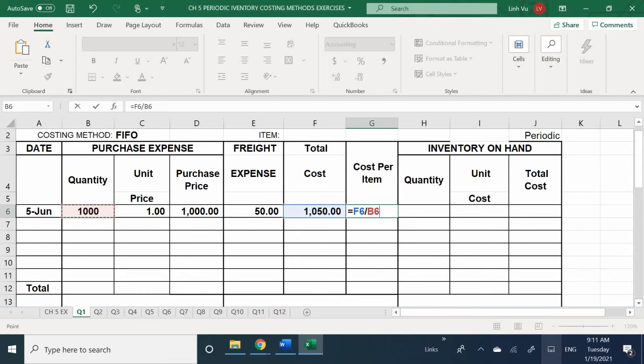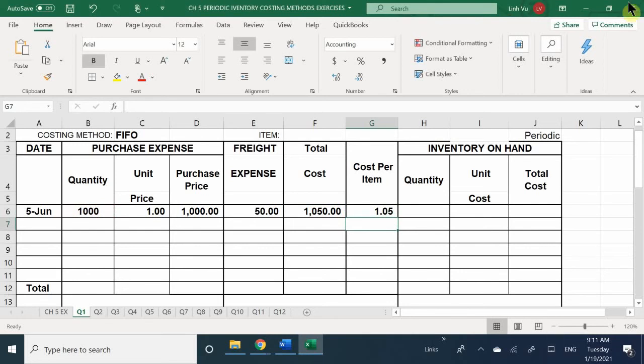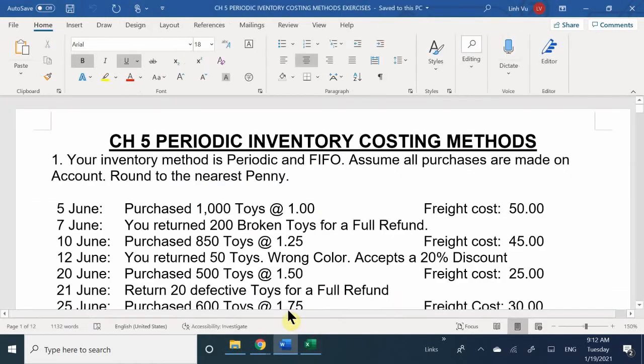Your total cost divided by quantity. $1.05. Good. Now we know for sure that this number is actually an even number. You can expand it just to test that it is a solid number, and it is. So there's no rounding that needs to be done here. Now that we completed this, let's see what happened next.